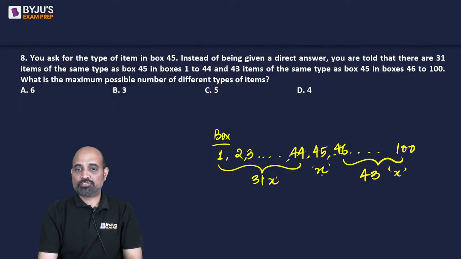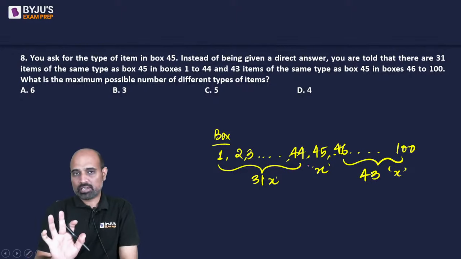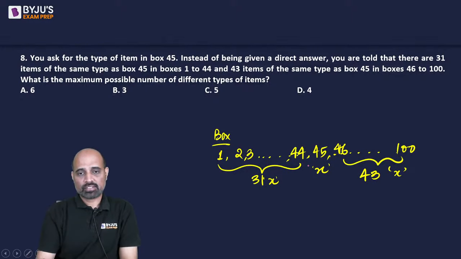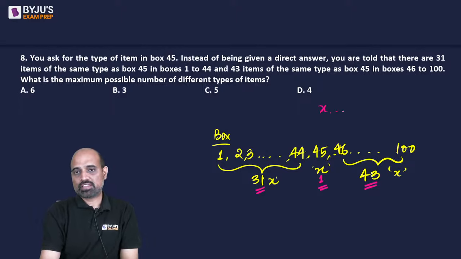Well, if I find out ये X जो भी है, ये कितना है? So we have 31 X's here, we have 1 X here, and we have 43 here. So 43 plus 31 is 74 plus 1 is 75. So can we say this X we have is 75?